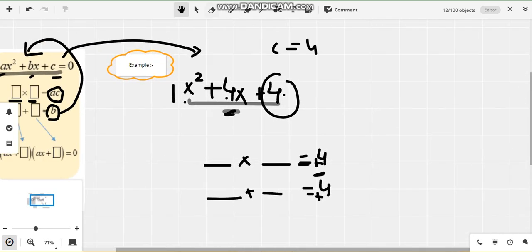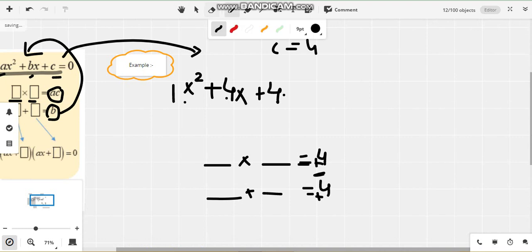So how can we figure out the perfect numbers? We'll write the factors of the c value. What are the factors of the c value? That's 4. So the factors are plus minus 1, plus minus 4, and plus minus 2, because 2 times 2 is 4. These are just the factors of 4.